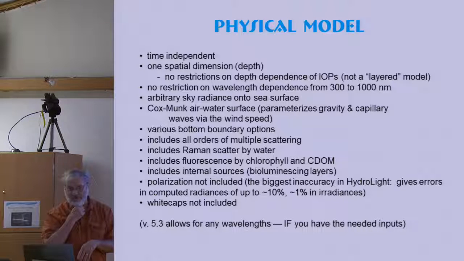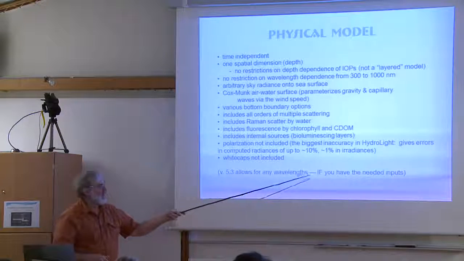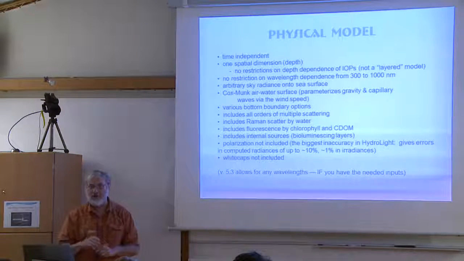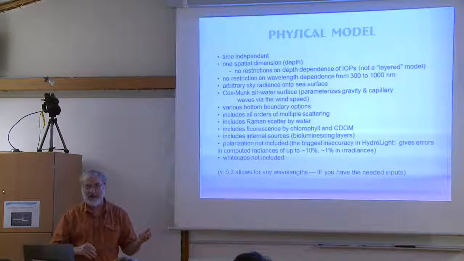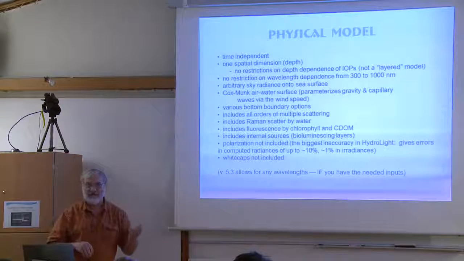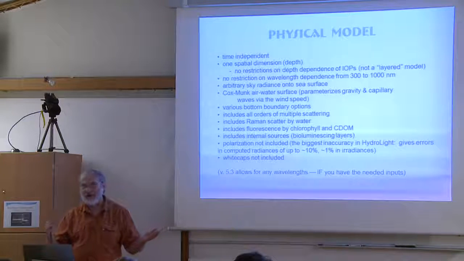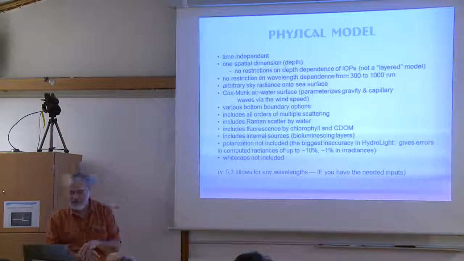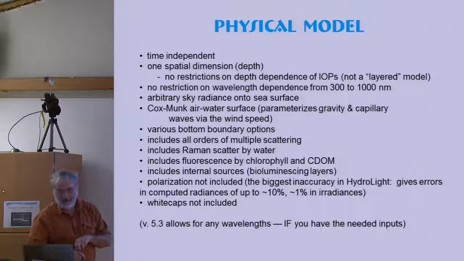There's no restrictions on wavelength. In the standard version, you can run it from 300 to 1,000 nanometers. The very most recent version allows you to solve for any wavelengths if you have the needed inputs. So if you want to run Hydrolight down to 200 nanometers, you can, but then you have to know what the phytoplankton absorption and scattering and all that is at 200 nanometers. I have no idea. It's never been measured. So it's up to you to define those inputs, but we're not going to do that in here.